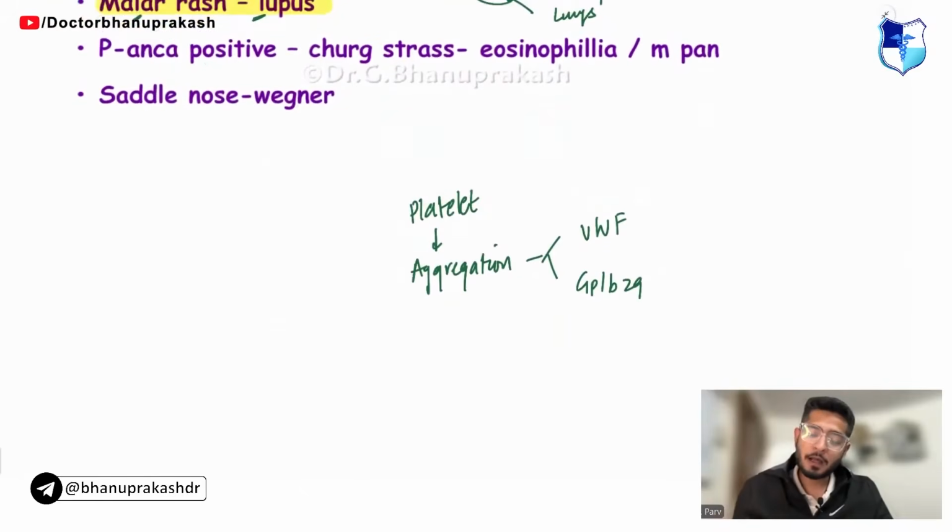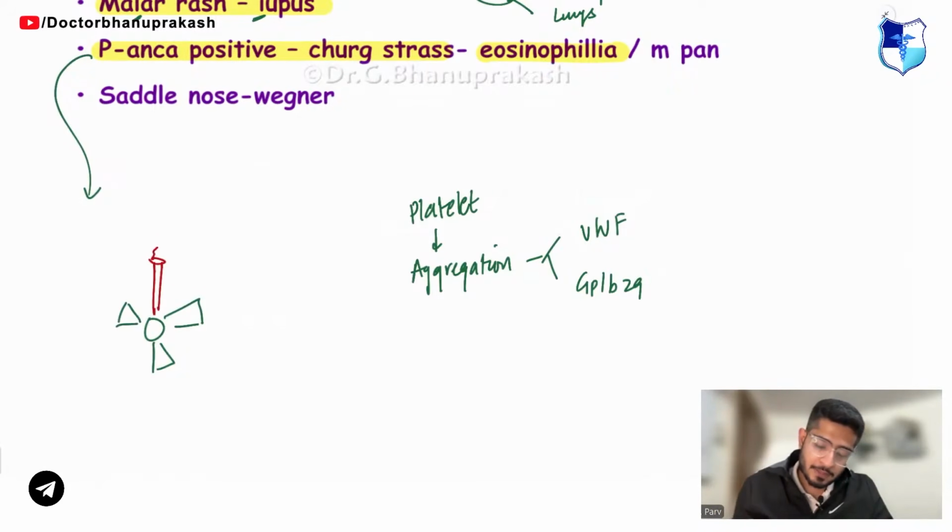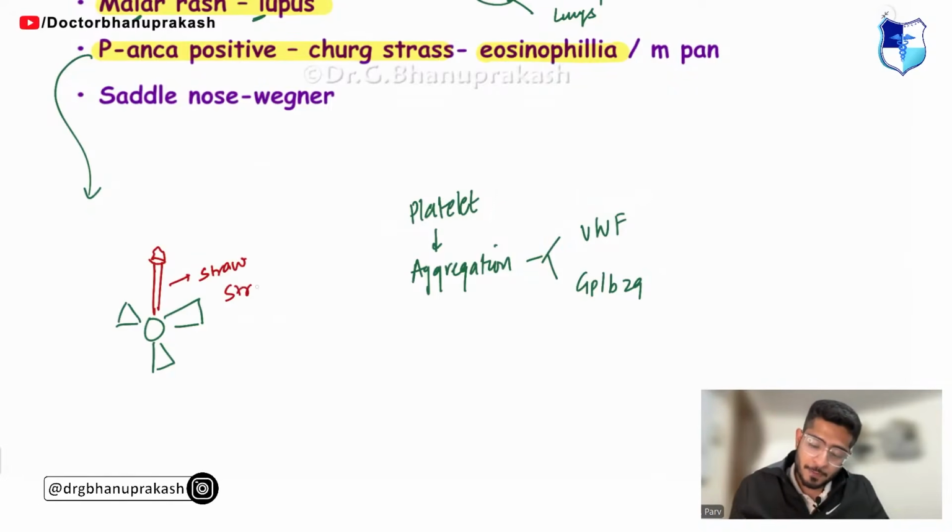Then you have got pankha. So pankha, Churg-Strauss syndrome, is going to have eosinophilia. Remember pankha and Churg-Strauss is something you have to remember. So have you seen a pankha? This is the pankha, and the pankha is attached to the ceiling with this straw-like structure. So straw is Strauss. So Churg-Strauss syndrome is associated with pankha.